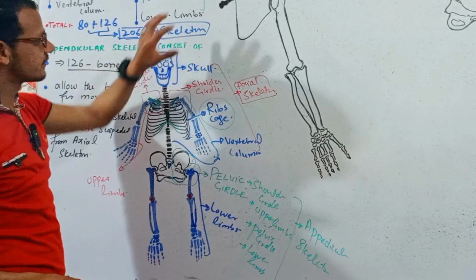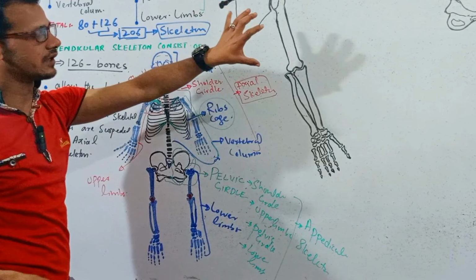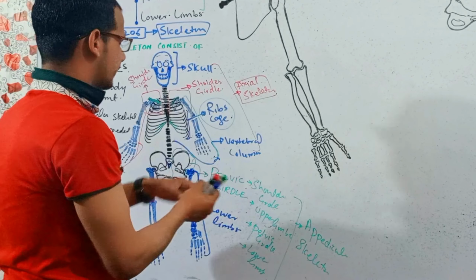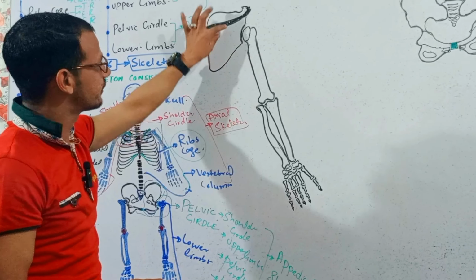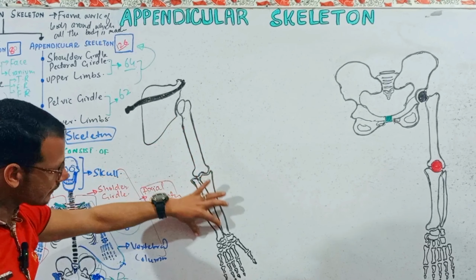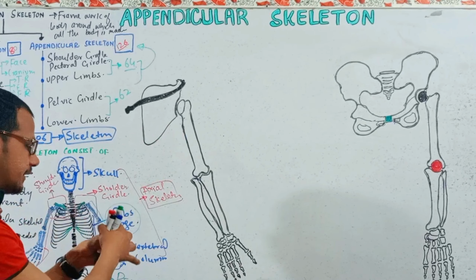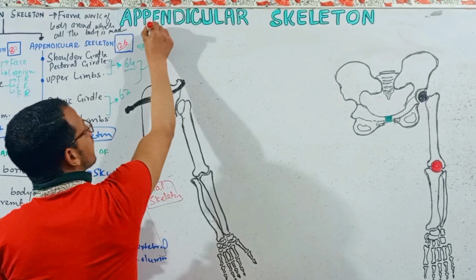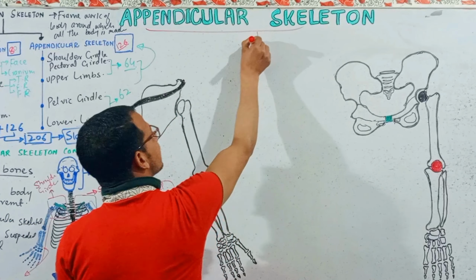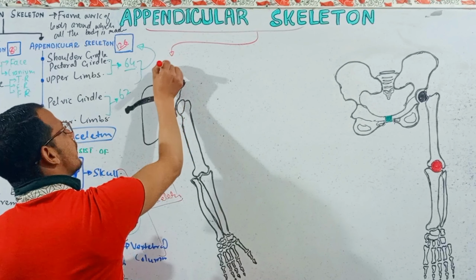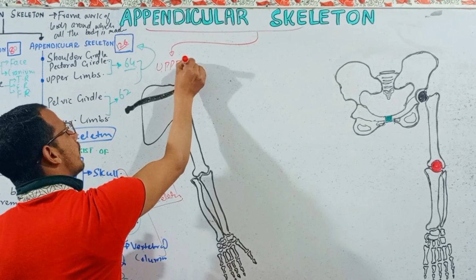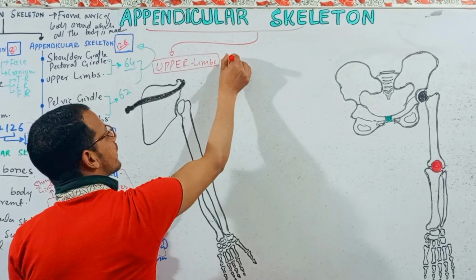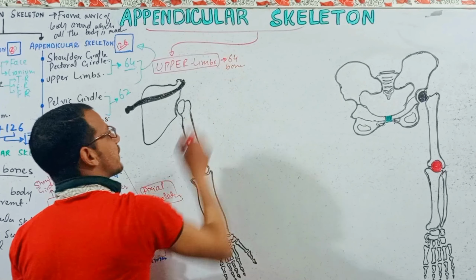Now we will discuss the upper and lower limb bones of the appendicular skeleton in separate parts, right? For example, you can see here a one-sided upper limb diagram. So this is the upper limb appendicular skeleton. The appendicular skeleton is divided into upper limbs, and the upper limbs are composed of 64 bones, right?